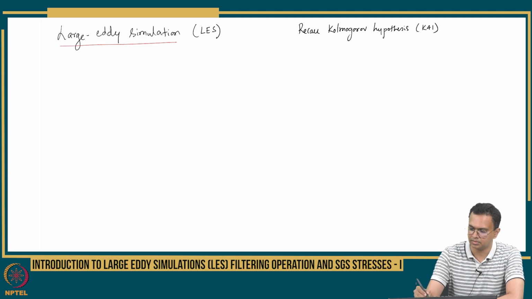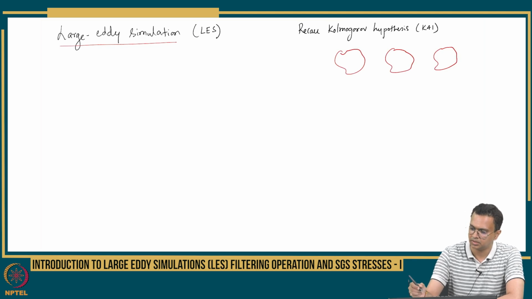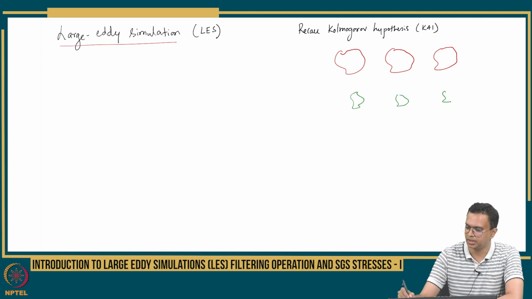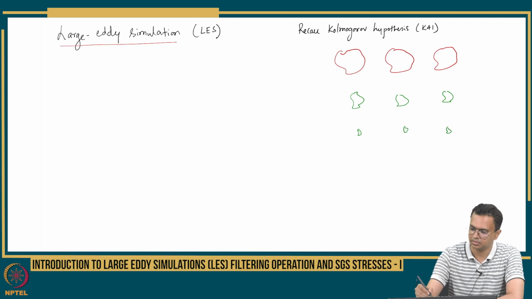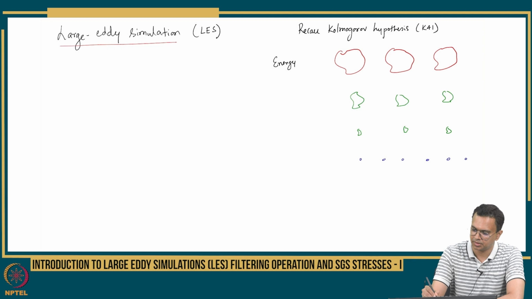So we had these very energetic eddies, right? The large integral scale, and then we have the tinier ones, let's say the intermediate scales, and then finally some dissipative eddies. So this is the cascade image that we also discussed. That is the energy cascade.